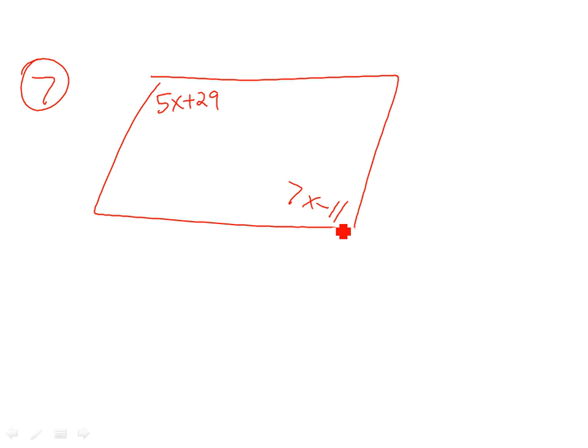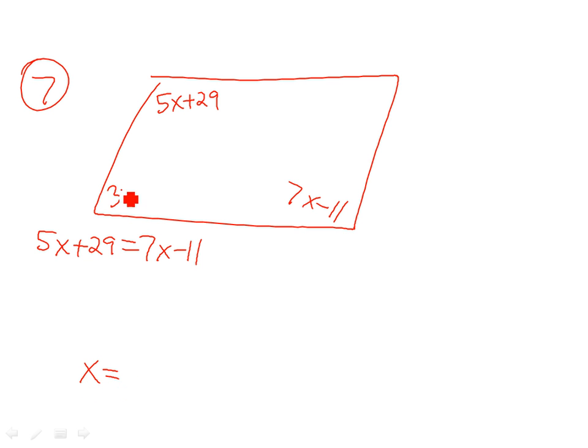Before I write down anything else, what do you know about those two angles? They should be equal to each other. So tell me what equation I can set up. 5x plus 29 equals 7x minus something. Somebody's going to solve this and tell me what x is here in a minute so that we can get more problems done. I'll solve for y.